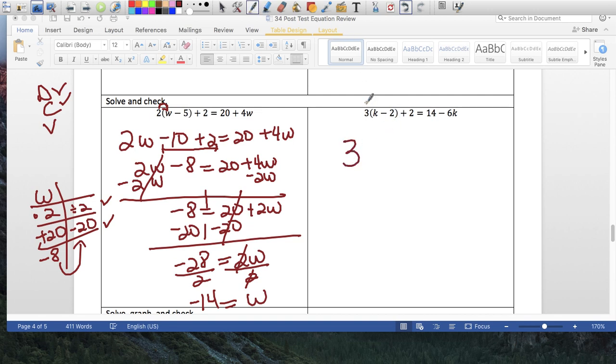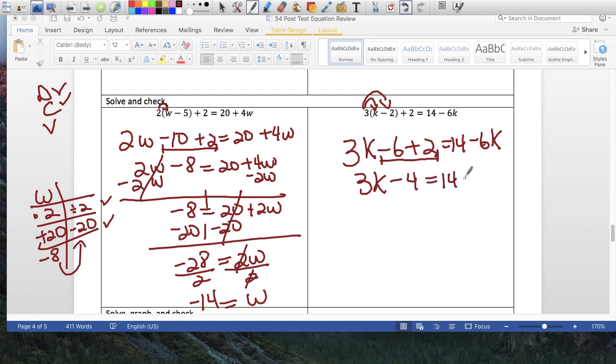On this side is 3. Again, distributive property. 3 times k. Positive times a negative is a negative. Minus 6. 3 times negative 2 is negative 6. Plus 2 equals 14 minus 6k. 3k, combine these two, right? Negative 6 plus 2 is negative 4, equals 14 minus 6k.